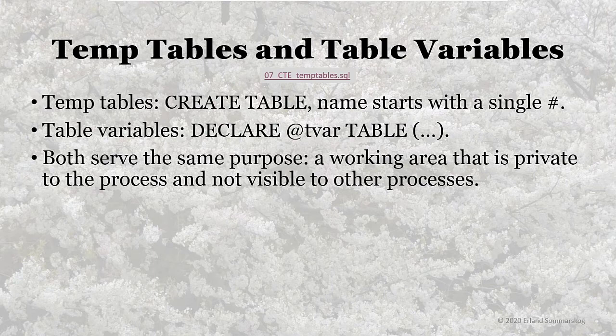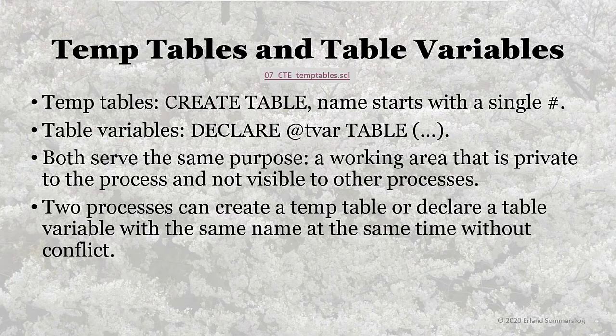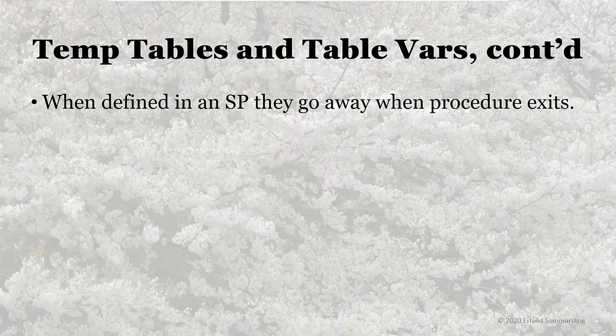You can use this, because sometimes you need to do complex things where you need to compute intermediate results, etc. And two processes can create temp tables or declare table variables with the same name, and there's no conflict. It's really, really great. And when you define a temp table or a table variable inside a procedure, they will go away when the procedure exits. So far, they are all the same.